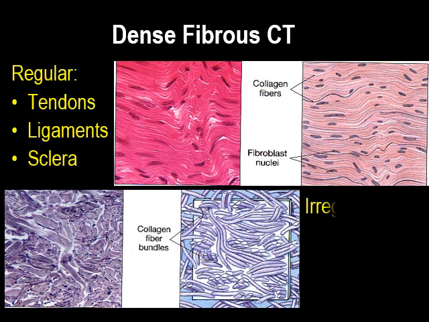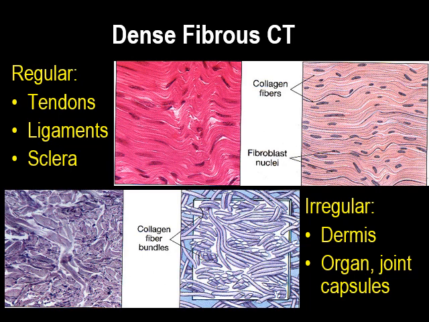Dense fibrous connective tissue has many more fibers than loose fibrous connective tissue. There are two major types of dense fibrous connective tissue. In regularly arranged dense fibrous connective tissue, fibers pretty much all go in the same direction. In irregularly arranged dense fibrous connective tissue, the fibers go in every which direction.